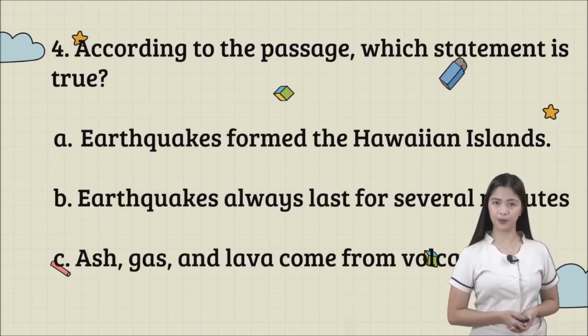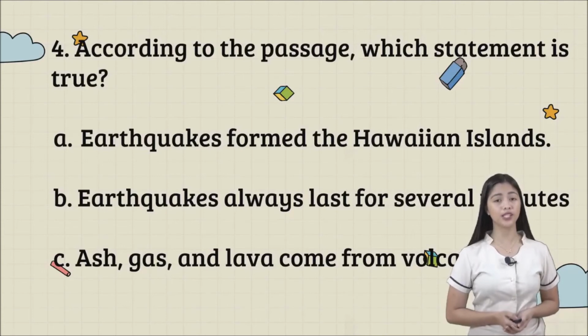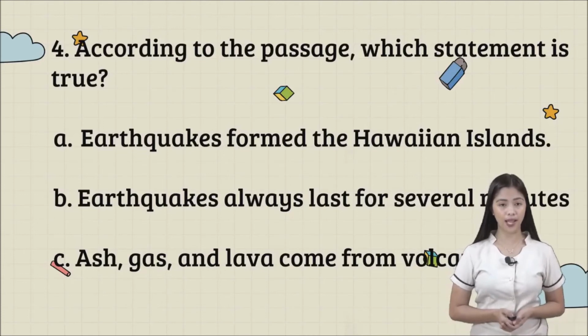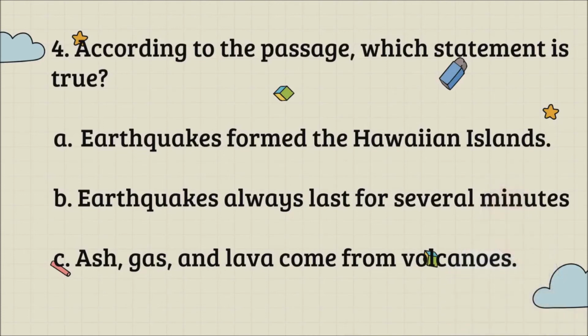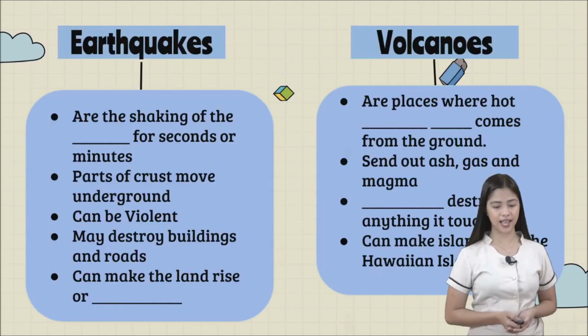Next, number 4. According to the passage, which statement is true? A. Earthquakes form the Hawaiian islands. B. Earthquakes always last for several minutes. Or C. Ash, gas, and lava come from volcanoes. Very good. It is letter C. Ash, gas, and lava come from volcanoes. Okay? So now, let's answer the next one.